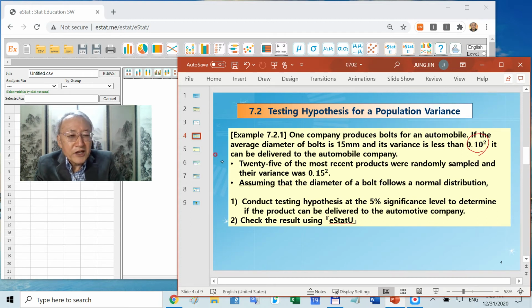Well, you check 25 samples, and then their variance is 0.15 squared. Do you think you can supply to the automobile company? That's the question. I'd like to use a 5% significance level. Let's look at it.